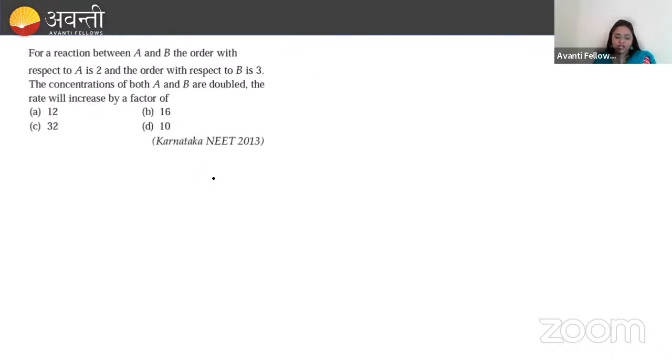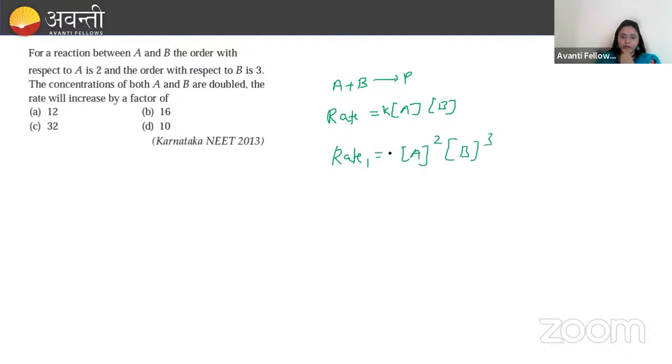Okay, next: for a reaction between A and B, the order with respect to A is 2 and the order with respect to B is 3. If the concentration of both A and B are doubled, then the rate will increase by how much factor? So here we are given a reaction of A and B, A and B are reacting, and we are getting a product. How will we write its rate? Rate is directly proportional to concentration of A times concentration of B, and we will change the proportionality sign with k. So this is our rate. The first rate is: order with respect to A is 2 and order with respect to B is 3. So A is squared and B is cubed, order.